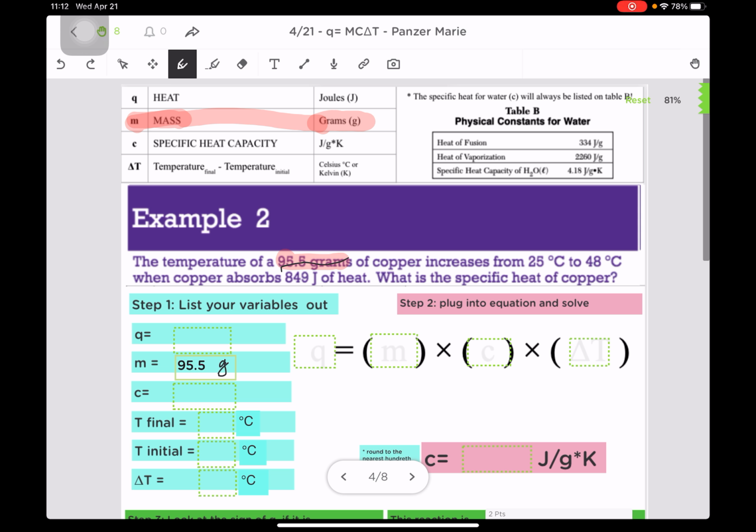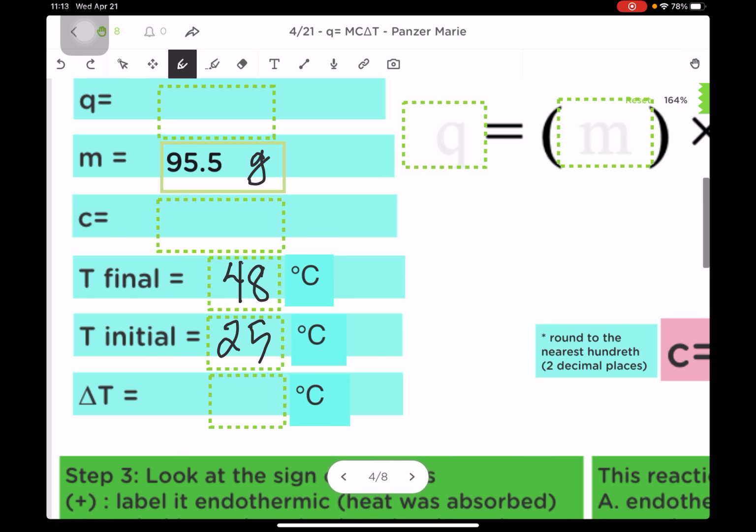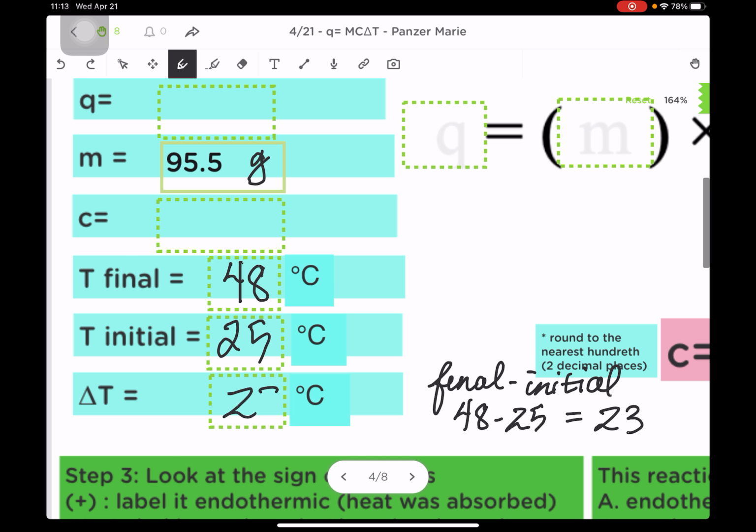Good. Of copper increases from 25 to 48. Right, 25 would be my initial, and 48 would be my final. Okay, and to get our delta T, final minus initial is 48 minus 25, which gives us 23. Alright, back to the question.